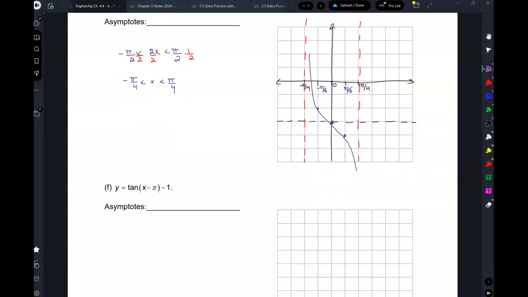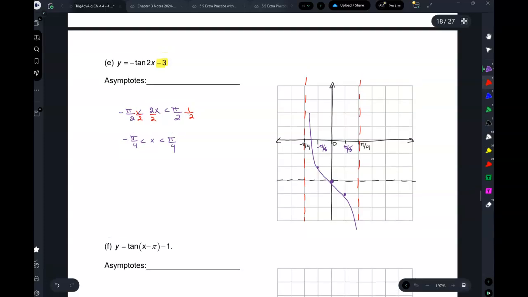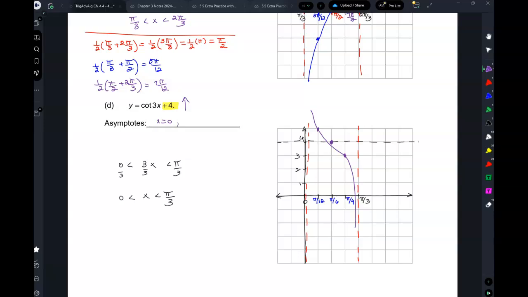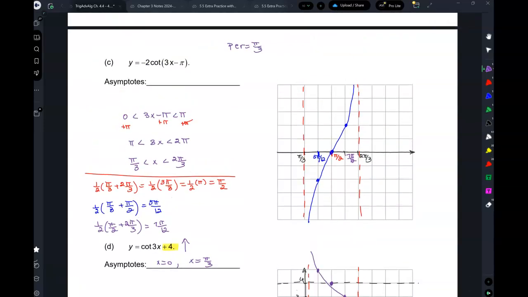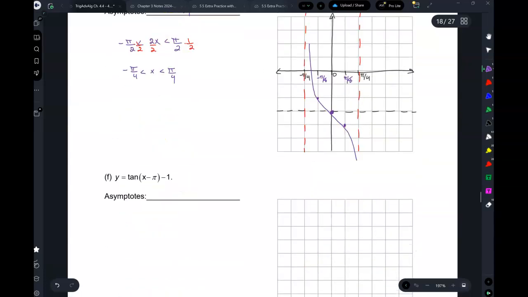Okay. One last one. Oh, the asymptotes are negative and positive pi over 4. So x equals plus or minus pi over 4. Did I write asymptotes here? I didn't. Asymptote is x equals 0, x equals pi over 3. Oh my gosh, I missed all the asymptotes. Pi over 3, and x equals 2 pi over 3. Okay. Last one, yay!